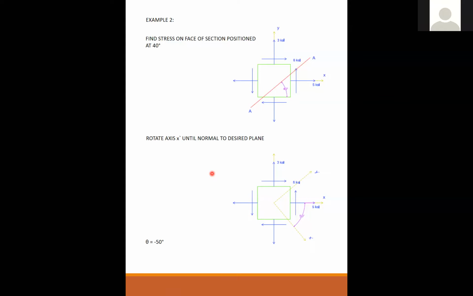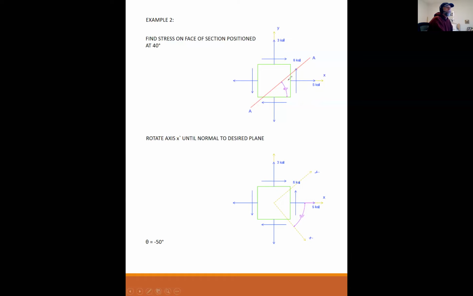Professor, is the 50 given, or can't we...? No, the 50 was not given. What was given was the 40. Okay, but what is normal to this face is 90 degrees to this face, right? So you have 40 and the whole thing is 90. So 90 minus... let me draw on the screen. Let me make this a little clearer.